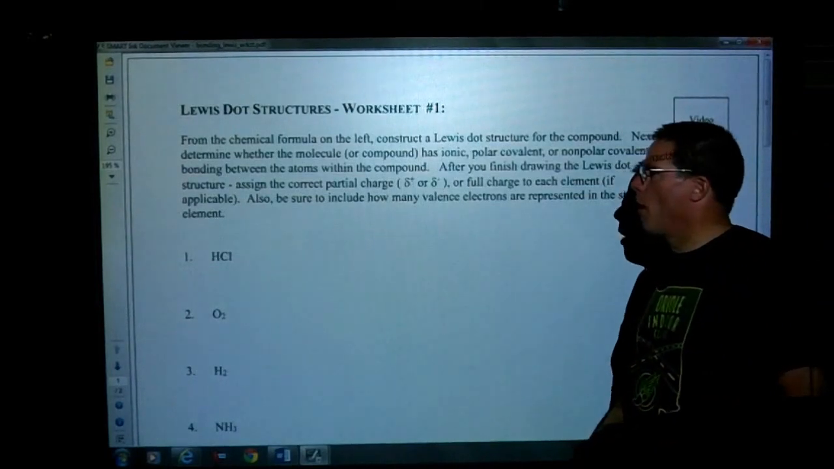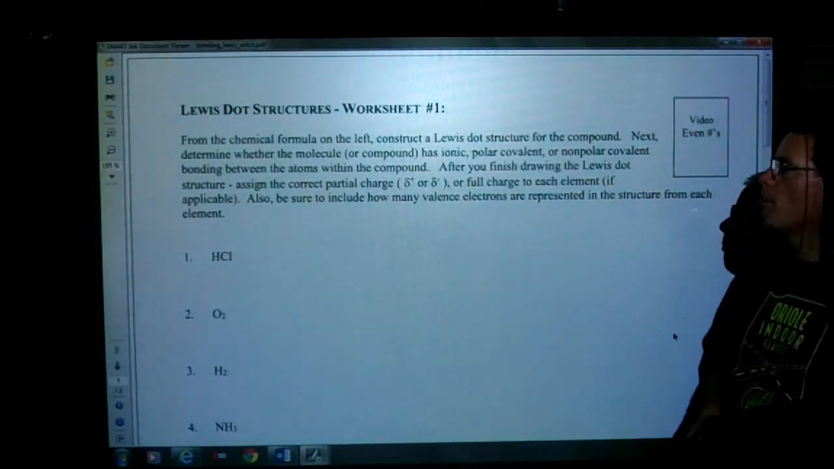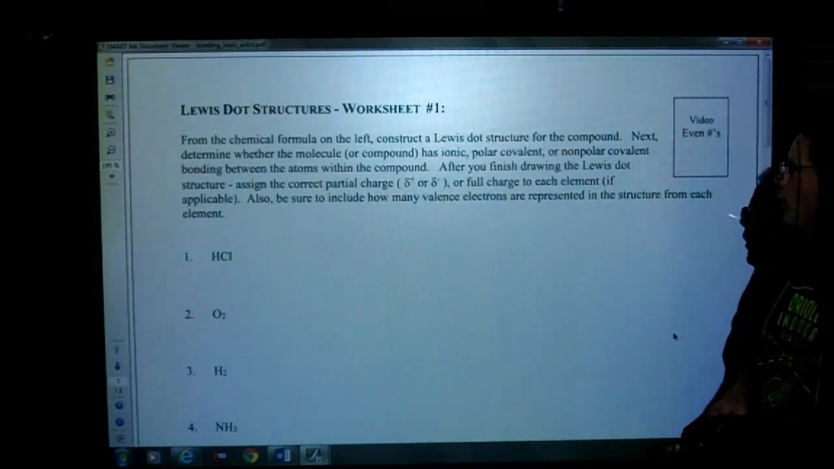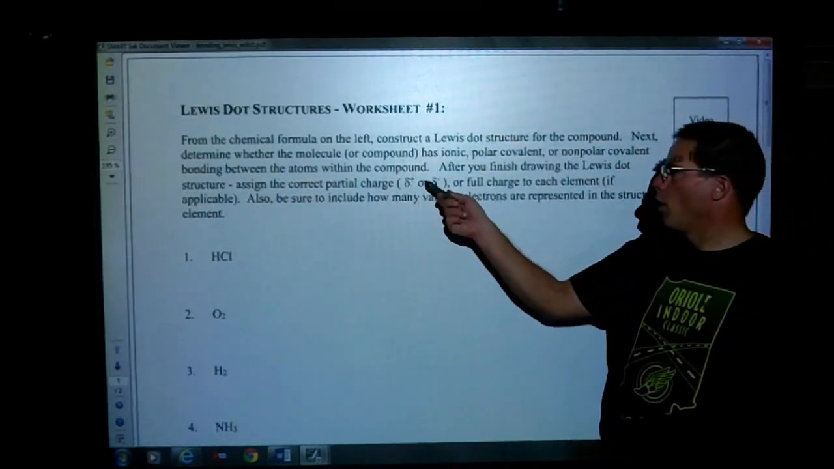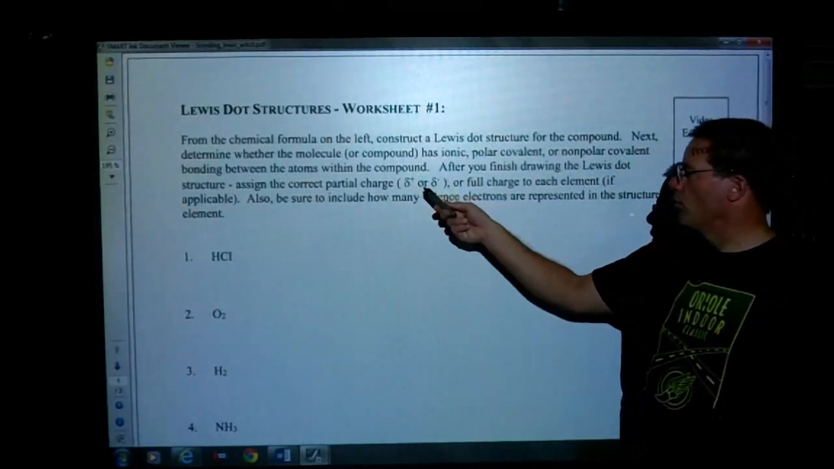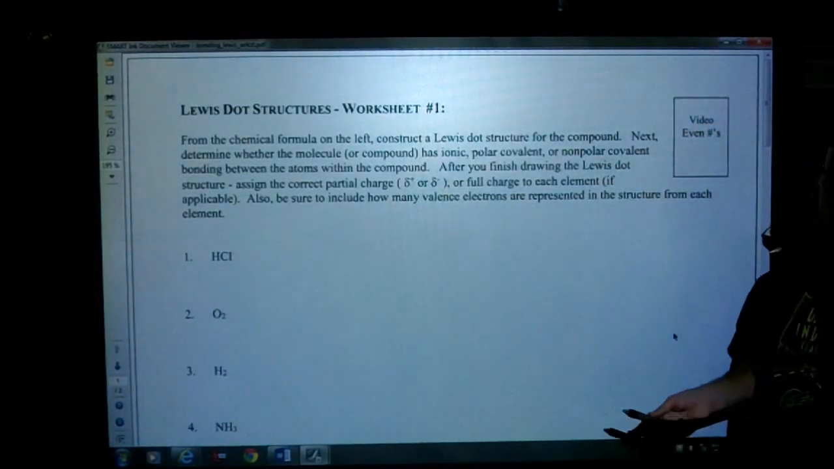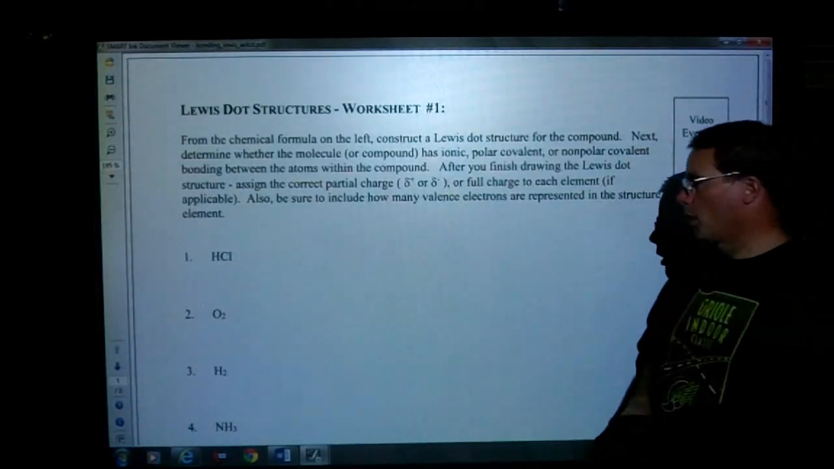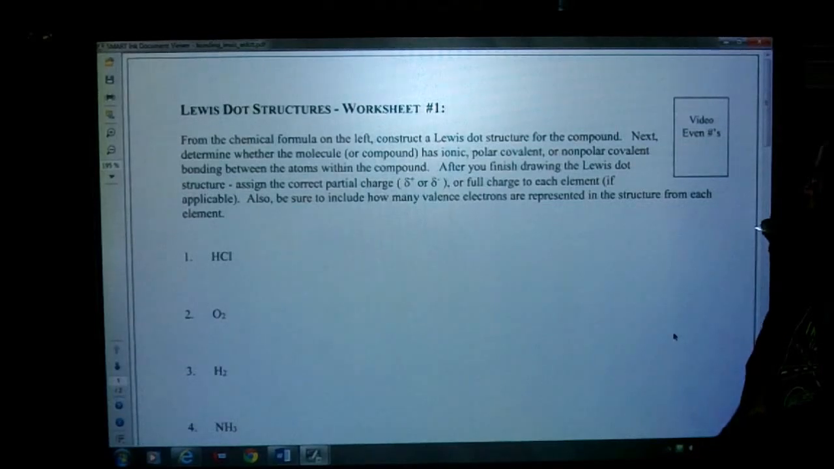Next, determine whether the molecule or compound has ionic, polar covalent, or non-polar covalent bonding between the atoms within the molecule or compound. After you finish drawing the Lewis dot structure, assign the correct partial charge. And again, remember our lowercase delta positive and lowercase delta negative for our partial positive, partial negative, or the full charge for each element if applicable. Also, be sure to include how many valence electrons are represented in the structure from each element.